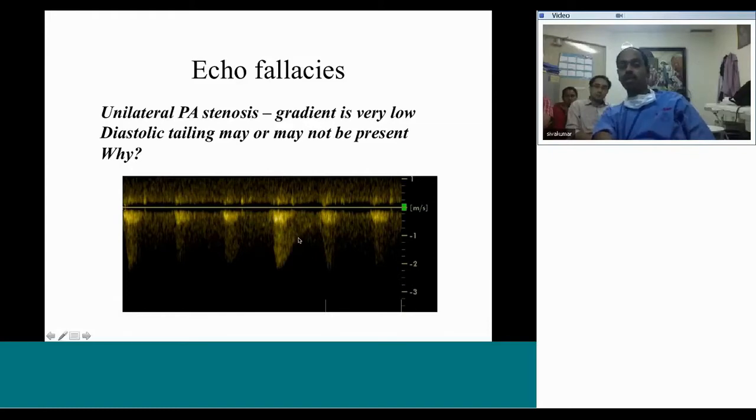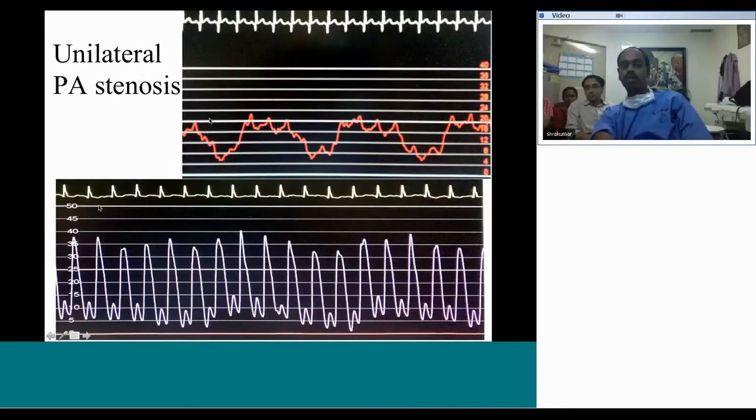PA stenosis, it may be present or may not be present. Do you know why? I'll show an example. This is the distal pulmonary artery pressure. The distal pulmonary artery pressure has a very, very low pulse pressure, hardly about only 4 millimeters of mercury. There is a lot of respiratory variation, and the mean pressure is somewhere around 12.